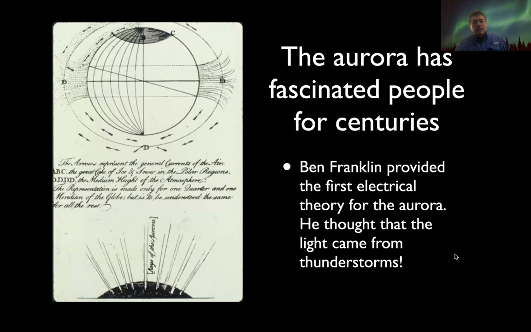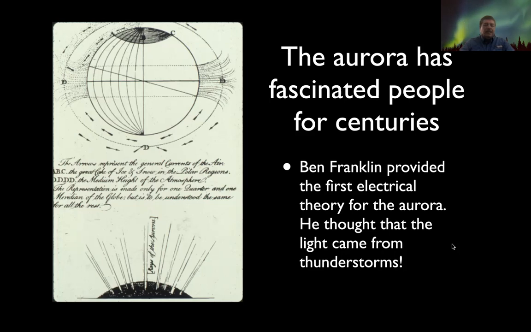And aurora had fascinated people for centuries. Many, many myths about the aurora. In the scientific age, people tried to explain the aurora scientifically, and there were ideas. One that was very popular is that it was sunlight reflected off of ice crystals in the upper atmosphere. Well, that's not correct. Franklin actually produced the first electrical theory of the aurora.